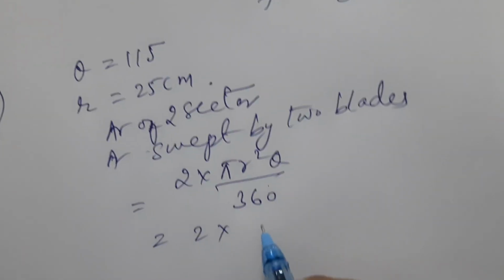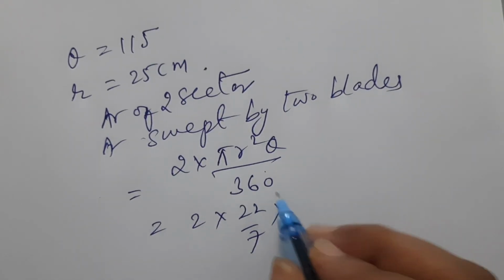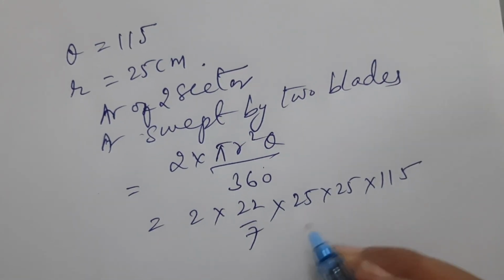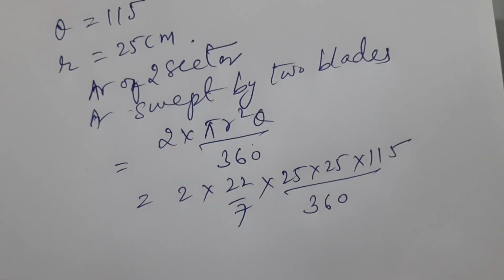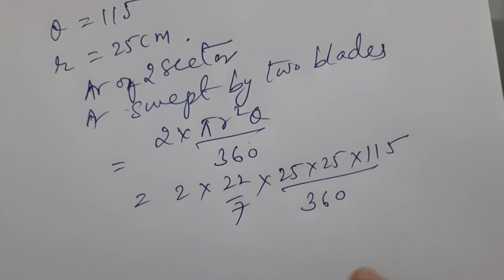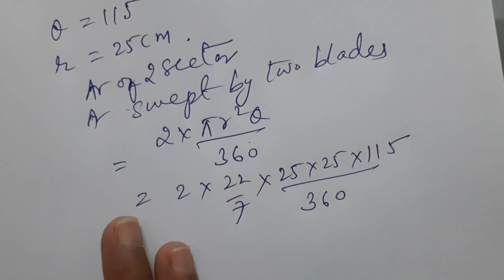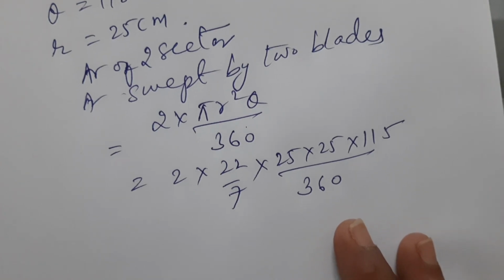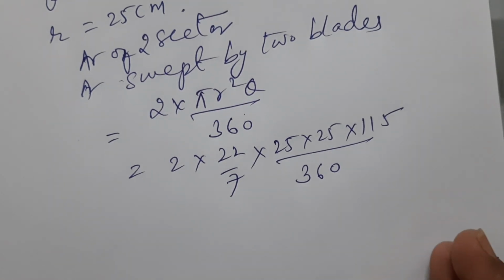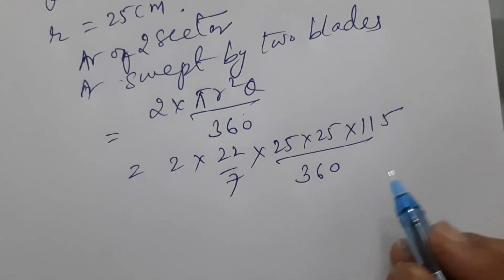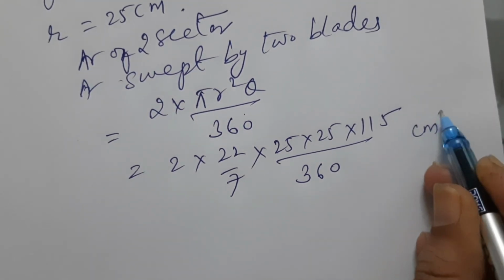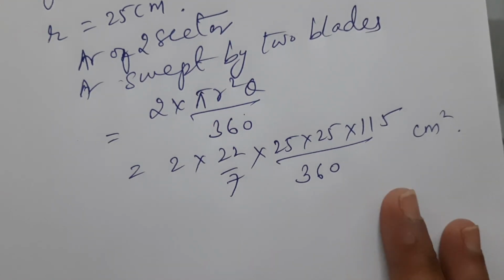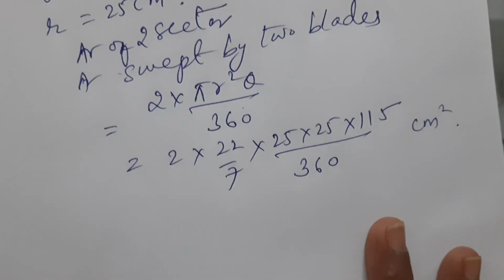Thus it is 2, pi is 22 by 7, radius is 25, theta is 115, whole divided by 360. So here you are getting the calculation to be a little lengthy. So calculate it, or otherwise if you are writing all the information, still you are going to get marks. So first you learn how to put in all the values and then go for the calculation. Already everyone is good enough in calculation, so you can complete the calculation. So the answer, the area swept by the 2 blades, is the final answer after completing calculations.